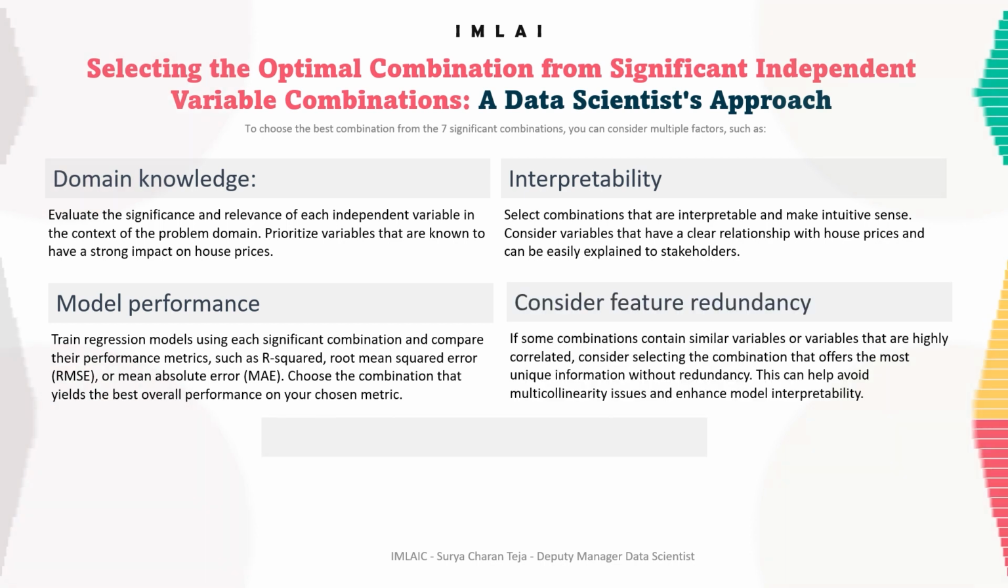Then we have to consider feature redundancy. This is a normal step. If some combinations contain similar variables or variables that are highly correlated, consider selecting the combination that offers the most unique information without redundancy. This can help avoid multicollinearity issues and improve model interpretability.